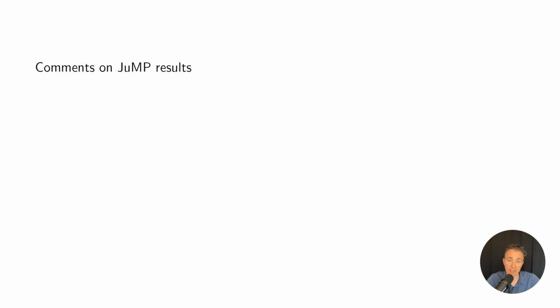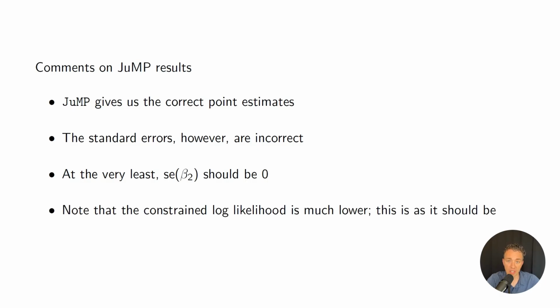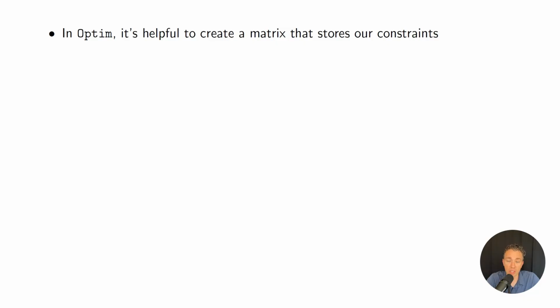So thinking back to the last video, we went through an example with JuMP and we showed that it gave the right point estimates, but it gave incorrect standard errors that had complex numbers in them. And we commented on how the standard error of beta 2 should be 0 if it's constrained to be a particular value. And then we also commented that the constrained log likelihood was lower than the unconstrained log likelihood, which is consistent with econometric theory. Now let's talk about how we would do this in Optim.jl.